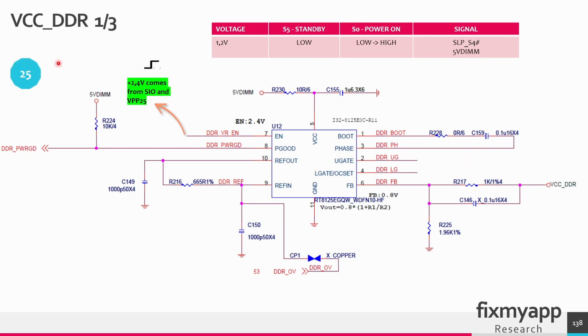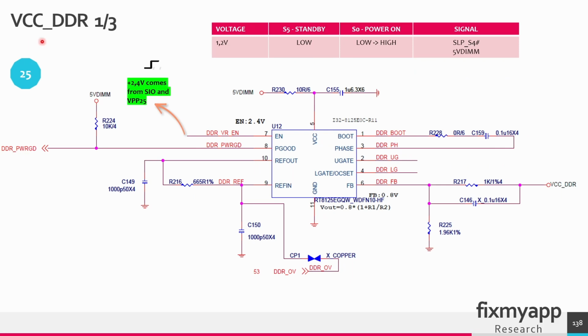In power sequence 25, we have to create the main power supply for the RAM modules of 1.2 volts. In standby state, this voltage rail is low, and in the power on state it has to go from 0 volts up to 1.2 volts. When the sleep S4 signal and the power rail of 5 volt is present, then this buck converter can generate the 1.2 volts.